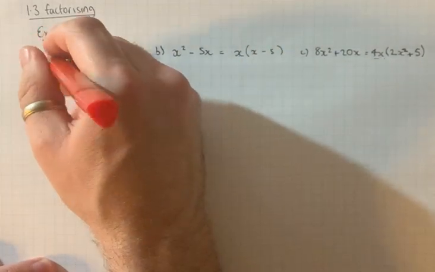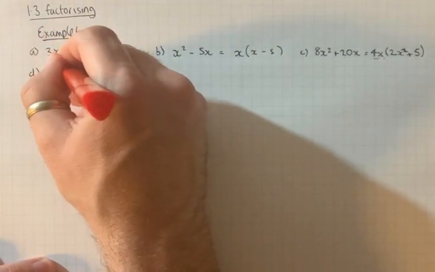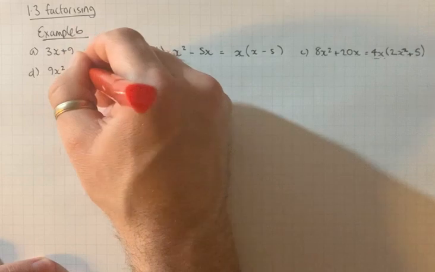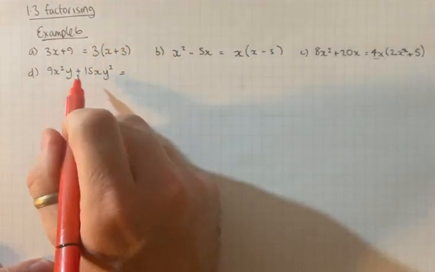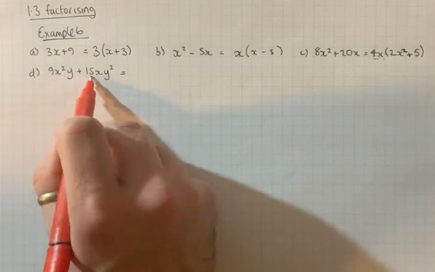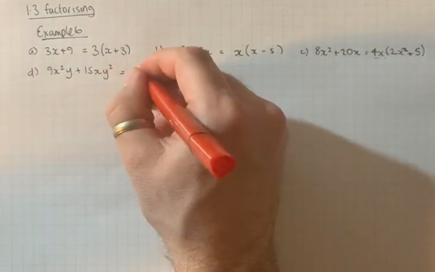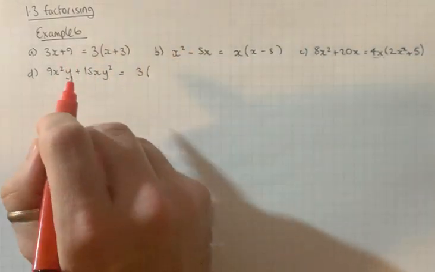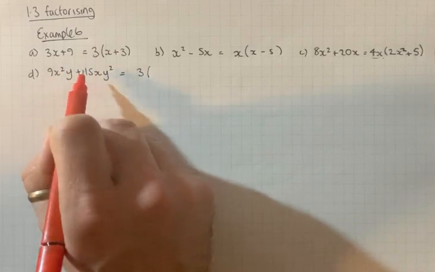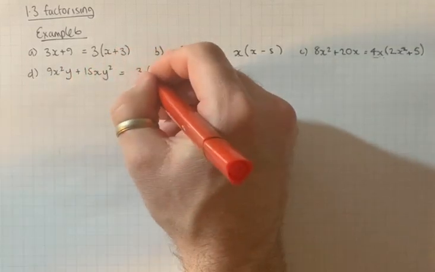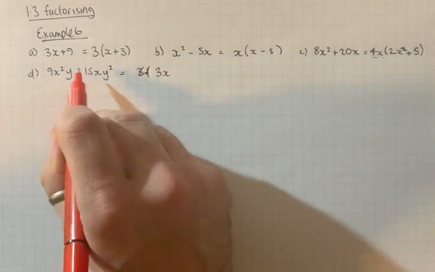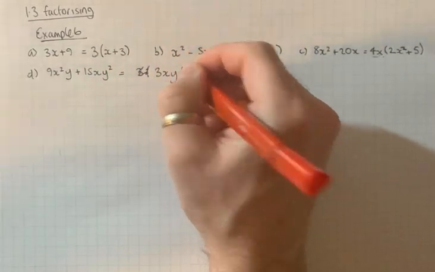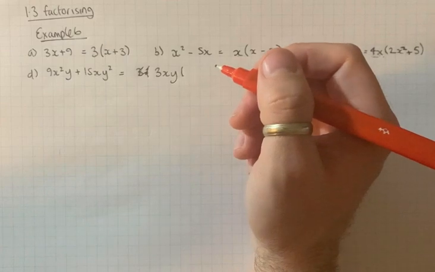D, 9x squared y plus 15xy squared. Okay, so let's deal with the coefficients first. The highest common factor of 9 and 15 is 3. And then if we look at the x part, you've got x squared and x, so the biggest thing that goes into both is x. y and y squared, the biggest thing that goes into both is y.